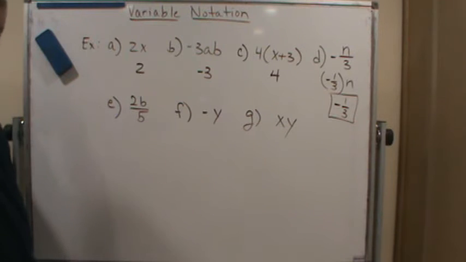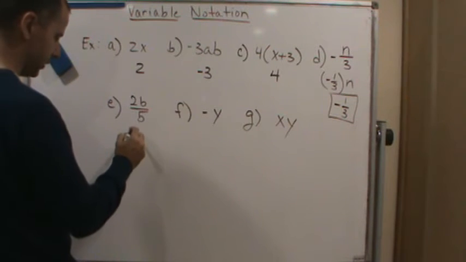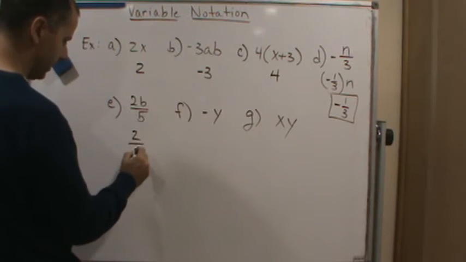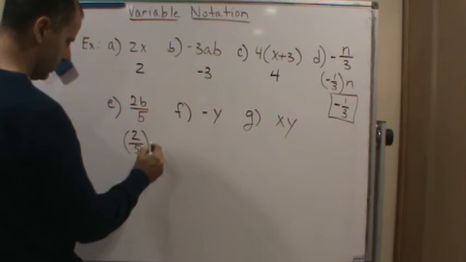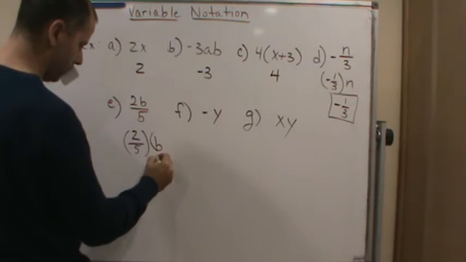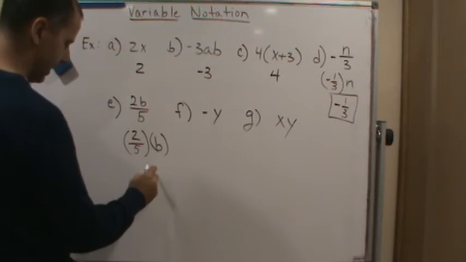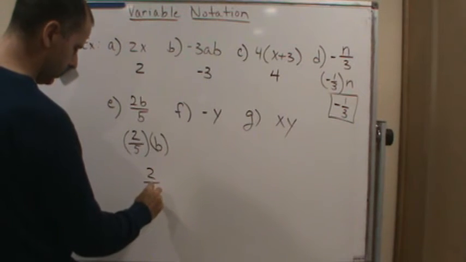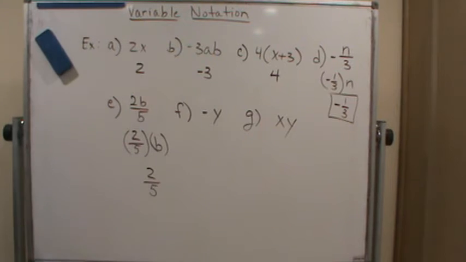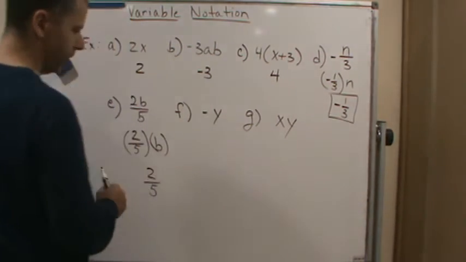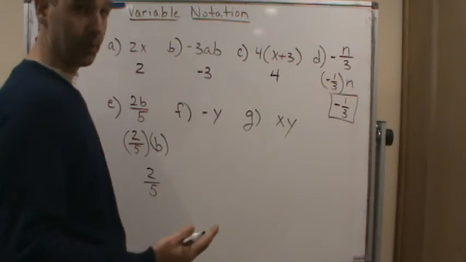Okay, now here we have another quotient. So again, we're going to write it as a product of factors. So we're going to separate this like so. And so now it's obvious that our coefficient is 2/5. Okay.